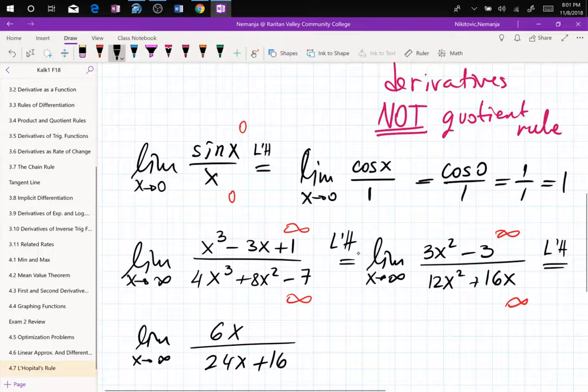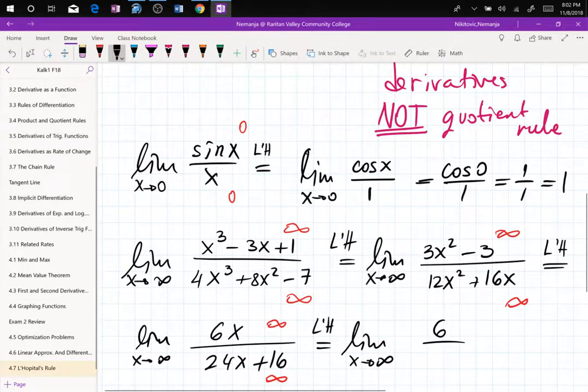Plug in infinity, what do we get? Infinity over infinity, right? So pick your poison. Do you want to do this or do you want to do canceling? Limit x goes to infinity. Again, L'Hopital's rule. So taking derivatives. 6 over 24. Well, that's a quarter. We knew it was a quarter already because it's the same exponents and just front coefficients.